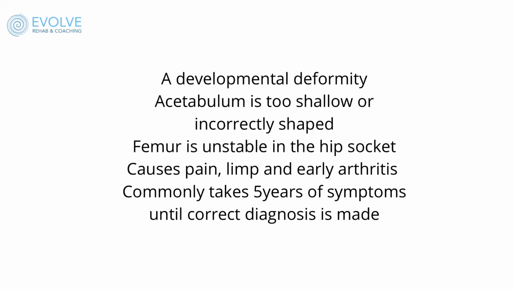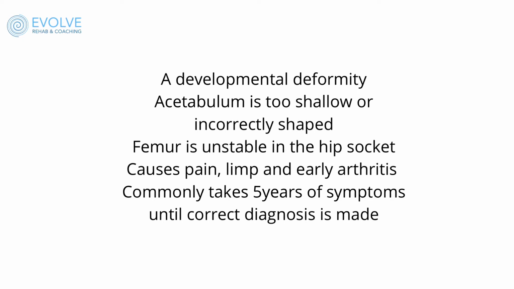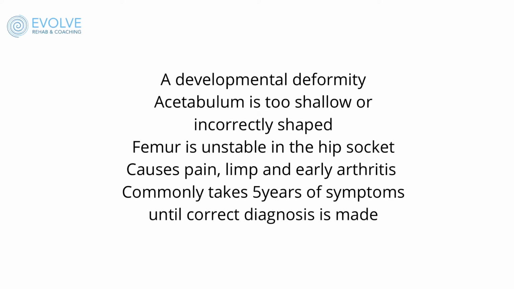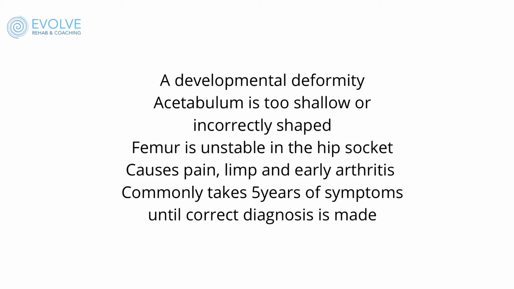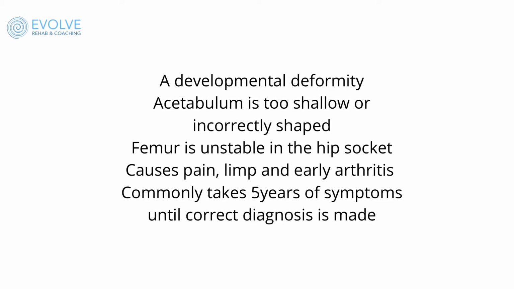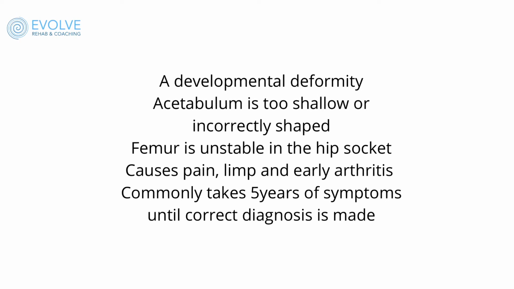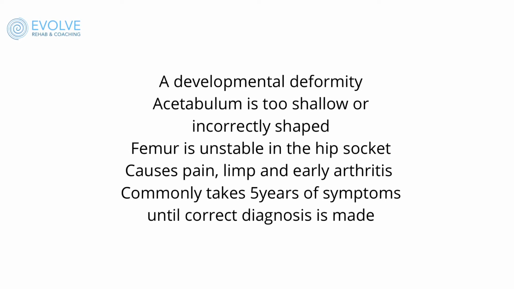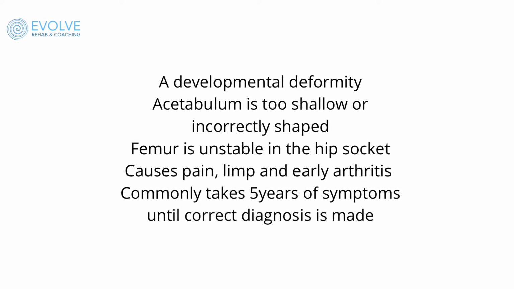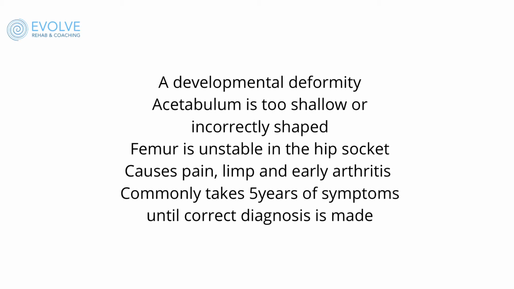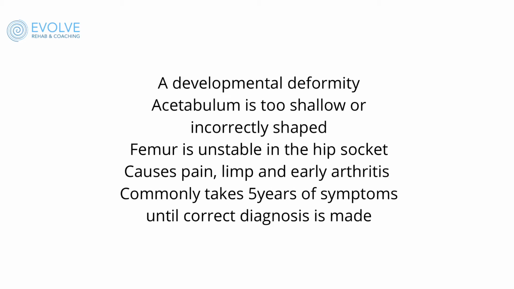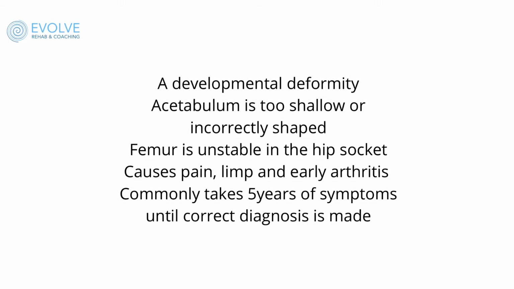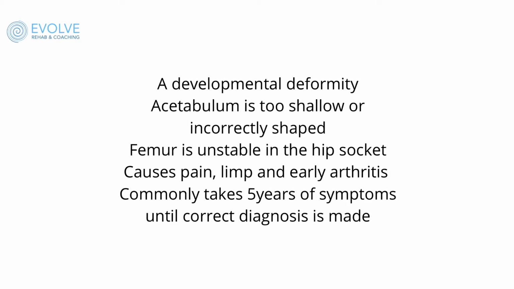So hip dysplasia is a developmental deformity. It happens in utero. So the acetabulum is too shallow or incorrectly shaped, and consequently the femur is unstable in the hip socket. So this causes pain, limping and early arthritis, and it commonly takes 5 years of symptoms until the correct diagnosis is made if it's missed at childhood.